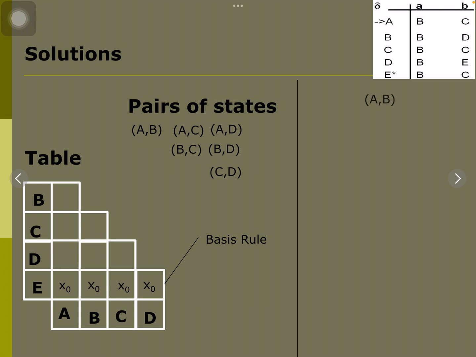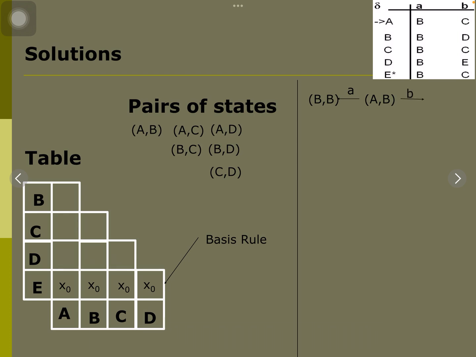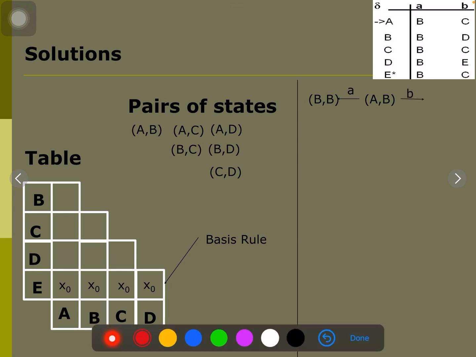Then how do we find out the transitions? Look at this table. For the pair AB, delta of A on A is B, and B on A is B. Similarly, we can find the other transitions on B. A on B gives C, and B on B gives D.